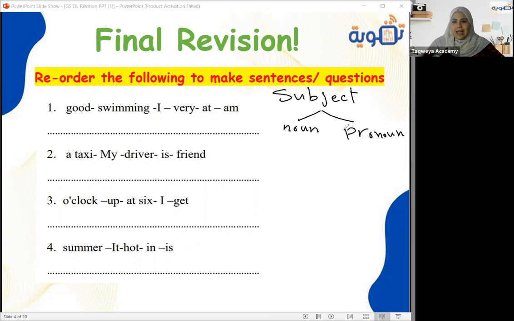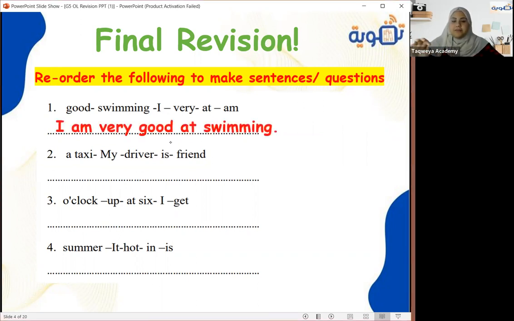A noun like Ahmed, Abir, Ali and Yusuf. All of these are nouns. Cat, dog, dish, and all of this stuff. Or a pronoun like I, we, you, they. Let's see what we have here for the subject. Yes, we have I, the pronoun I. So I would start with I.